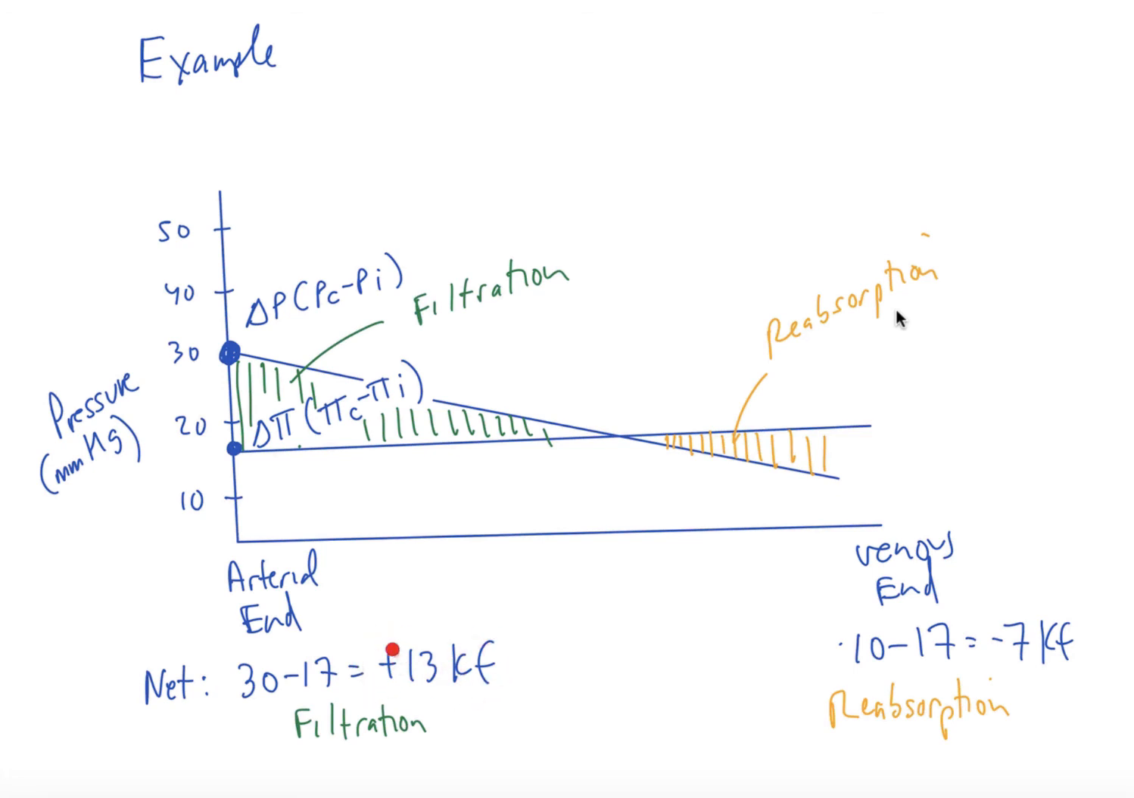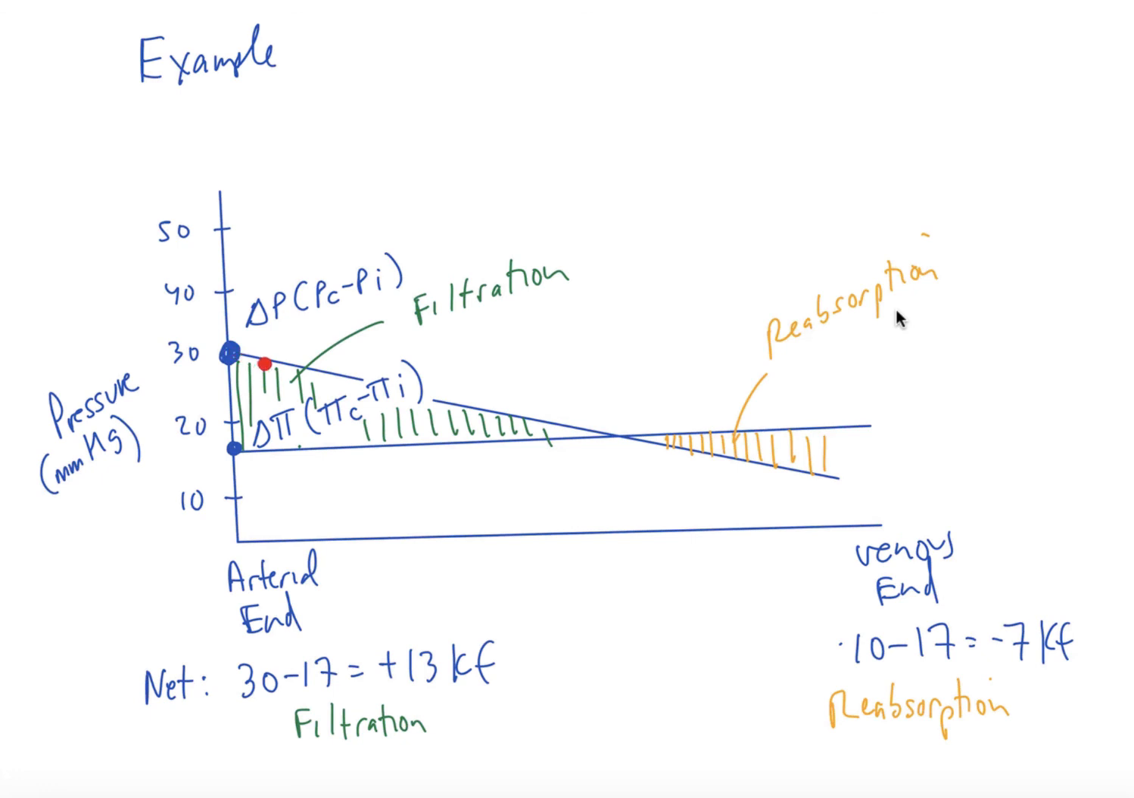So the key point is the positive number. My delta P is greater than the delta pi. And that means that my forces favoring filtration are greater than reabsorption. And you can see that I end up with green filtration as my net along the arterial end.